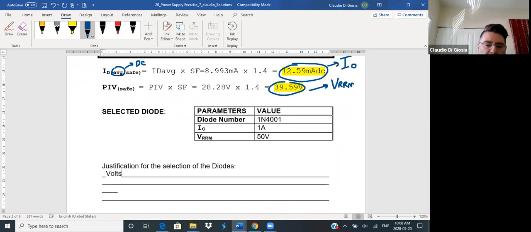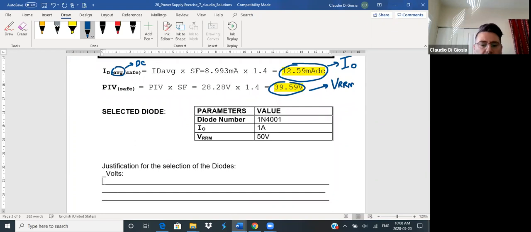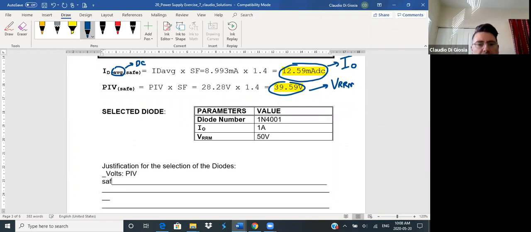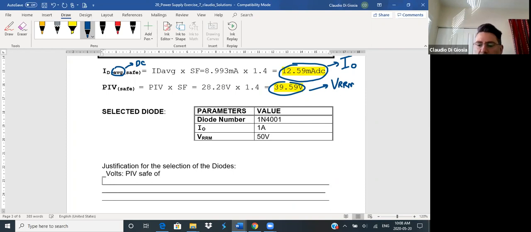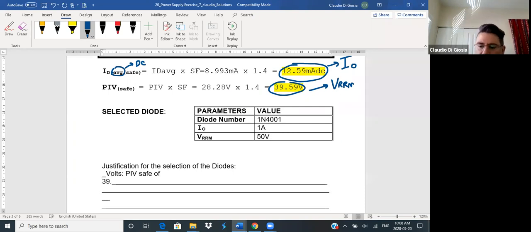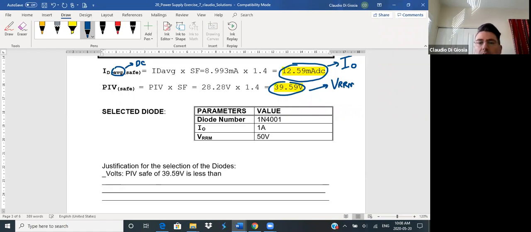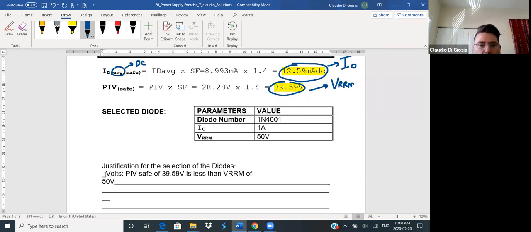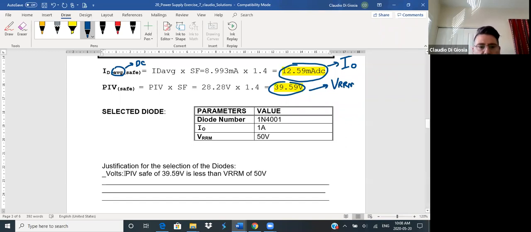So how do we justify volts? We can say that PIV safe, which we calculated to be 39.59 volts, is less than VRRM of 50 volts. So in essence, what we're doing here is we're saying that PIV safe, which we calculated to be 39.59 volts, is less than, so you're making a comparison.